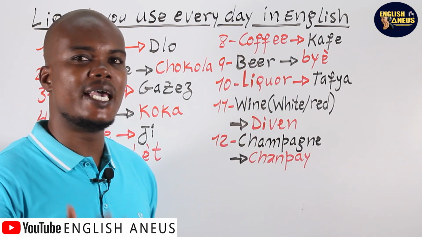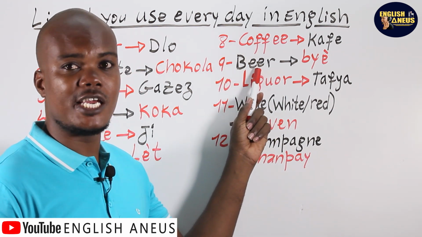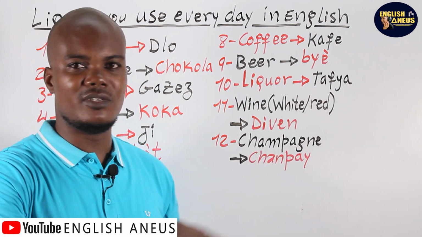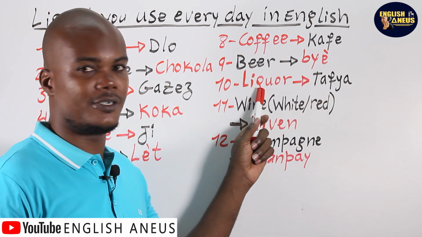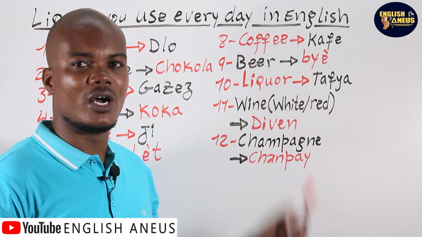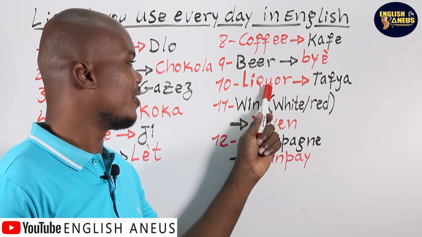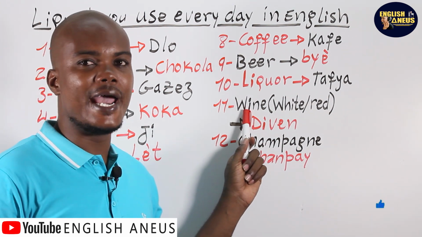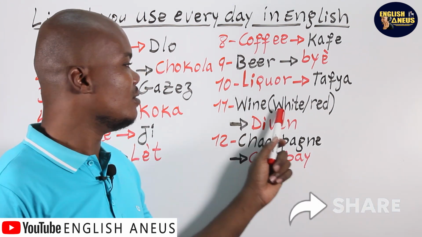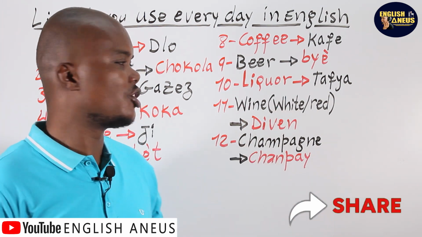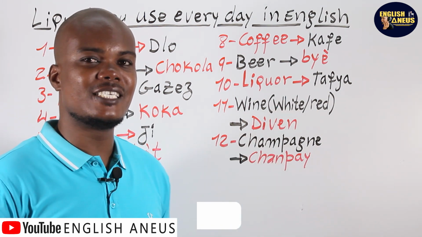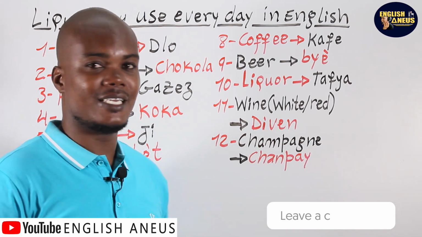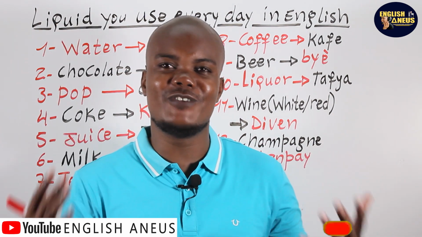Comment on dit bière? Beer. I need beer. Comment on dit tafia? On dit ça liquor. En bon créole, on va dire grog dur. Liquor. Et comment on dit du vin? On dit ça wine. Et comment on dit vin blanc? On dit white wine. Vin rouge. Red wine. Comment on dit champagne? On prononce ça comme champagne. Champagne. That's great. It's a great video.